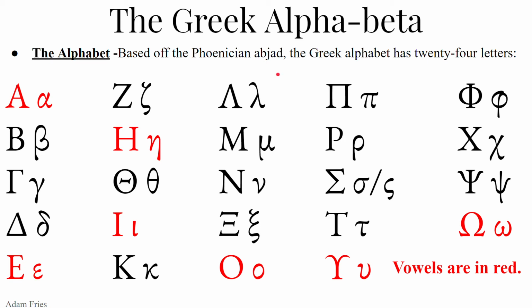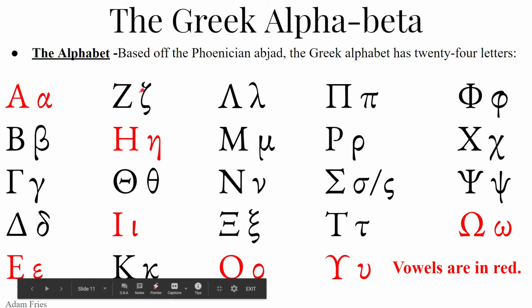So, here we go. Make sure you know the Greek alphabet in order. Make sure you know the letters. Alpha, beta, gamma, delta, epsilon, zeta, eta, theta, iota, kappa, lambda, mu, nu, xi, omicron, pi, rho, sigma, tau, upsilon, phi, chi, psi, omega.